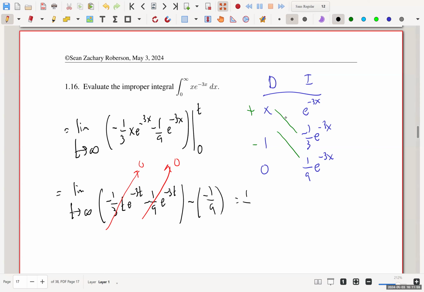The only new thing that you're doing with improper integrals is just taking a limit, and that's it. That's the only thing that you're doing. Improper integrals just add that extra step. No questions on that?